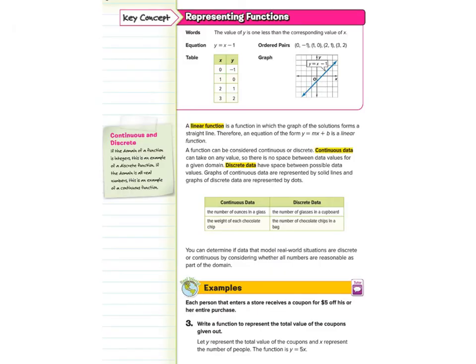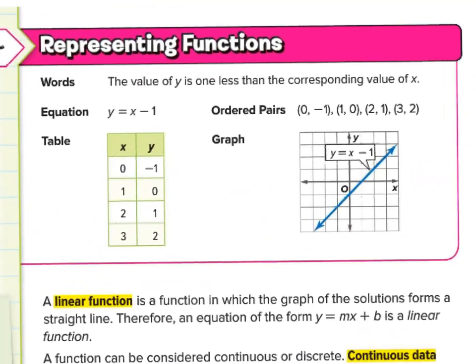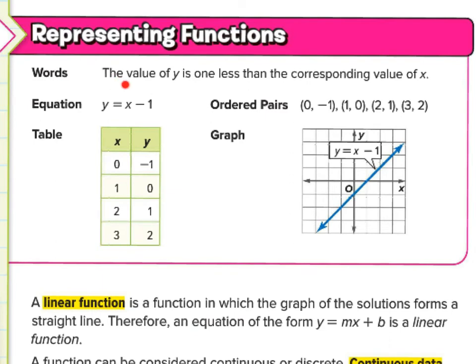Next example. Let's get familiar with the vocabulary that we talked about when we first started the video. But first, let's look at the key concept, okay? In words, the value of y is 1 less than the corresponding value of x. The value of y is 1 less than whatever value we choose for x. There we go, that's how you would say this equation in words. Whatever you choose for x, y will always be 1 less.